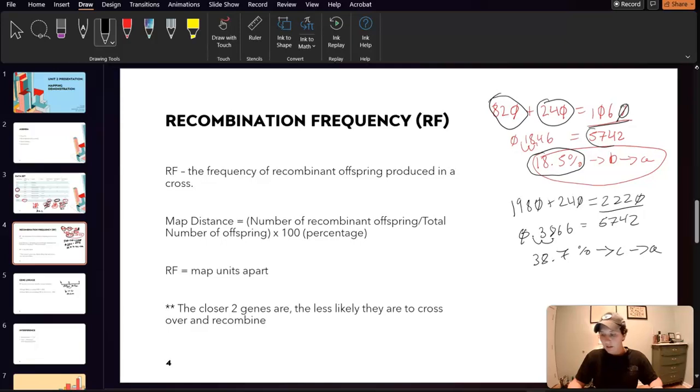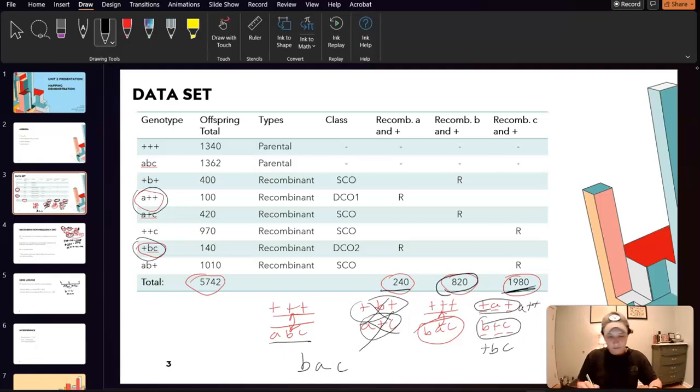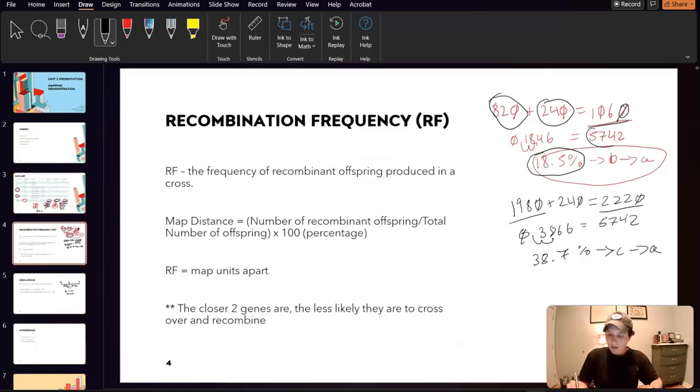And we'll do the same for C. So we have 1980, you can see here. So we'll do 1980 plus 240, and we'll get 2,220 divided by the total amount of offspring. That gives us our decimal. We'll convert it to a percentage, and the recombination frequency for C is 38.7% for C to recombine with A, or for C to A. So, like I said, we can use that as our map units apart from each other, right? So I'll show you on the next slide, actually.